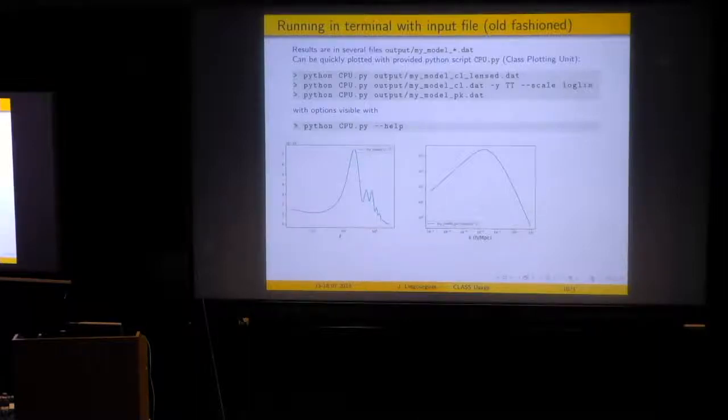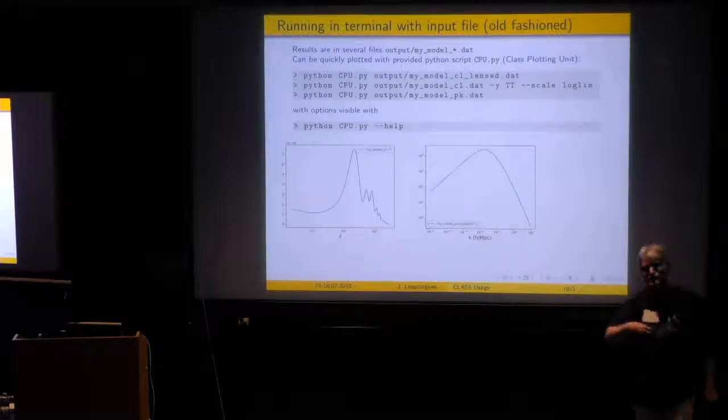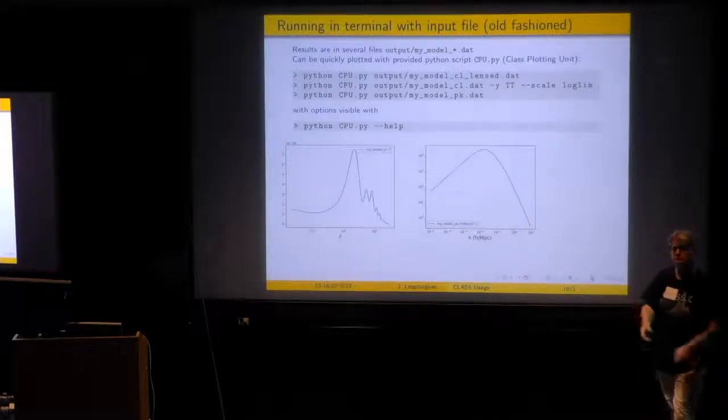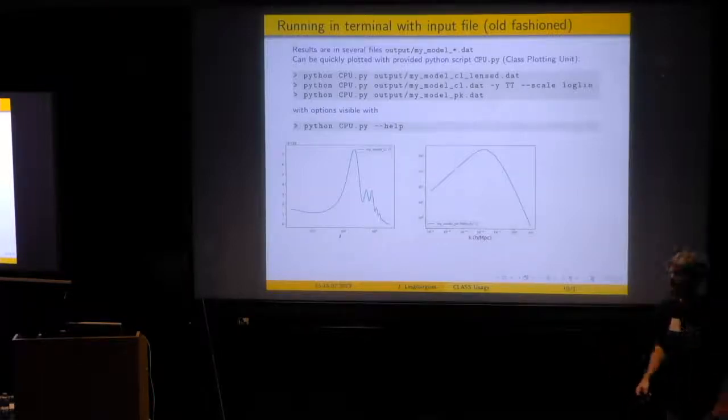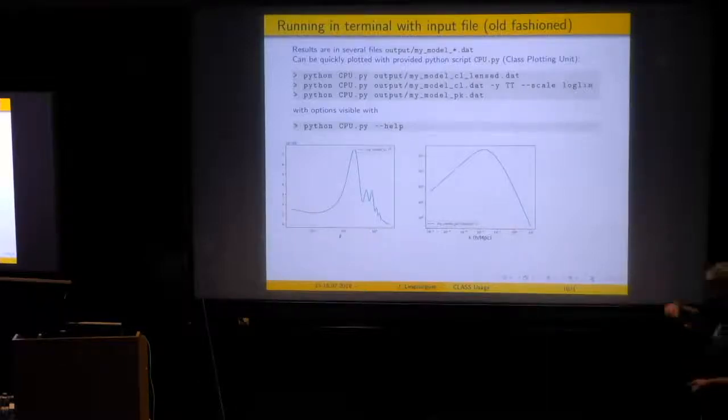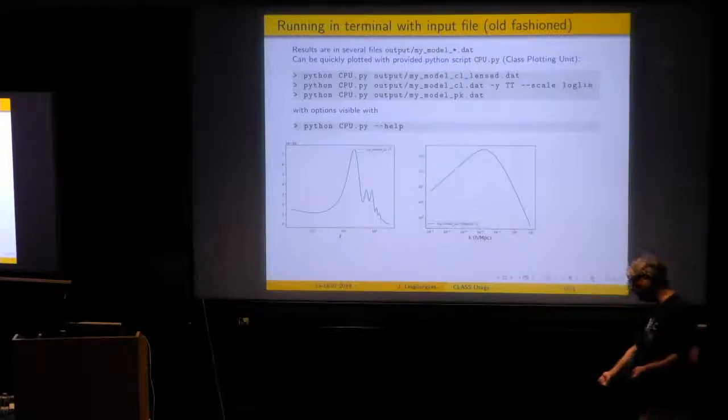For instance, when you output the matter power spectrum pk, the sampling of the matter power spectrum is decided by the code on the basis of the cosmological parameters. So if you have 2 files pk.dat for 2 models, their k values will be different. But if you do python cpu.py first name, second name -r, it will interpolate one spectrum on the k values of the first one in order to give you a ratio.